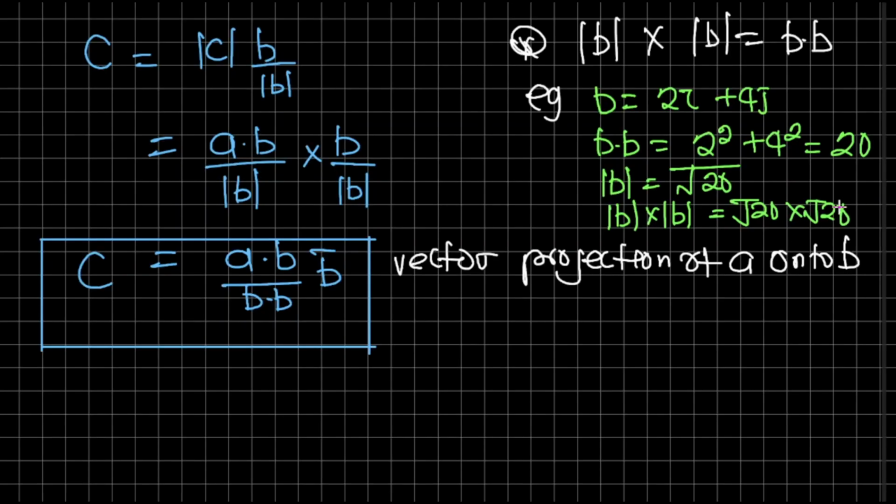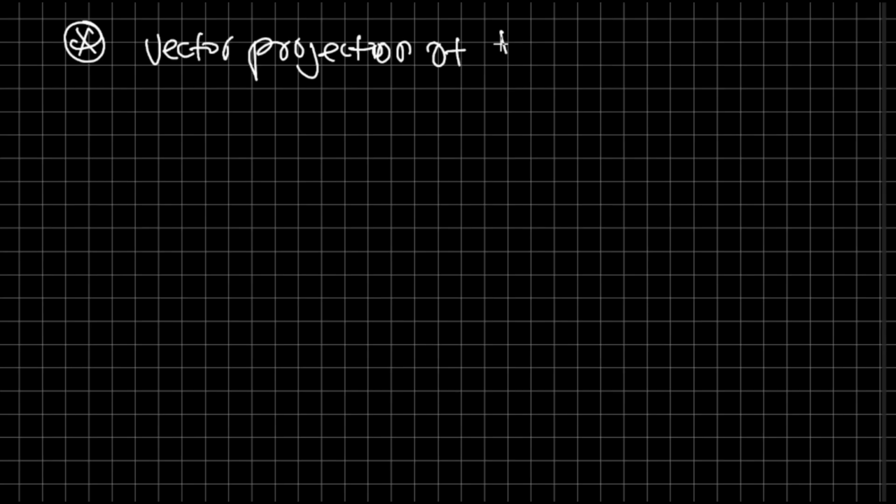So that's root 20 times root 20, which is equal to 20. So you can see that they are equal. And then again, we can find the vector projection of B onto A.